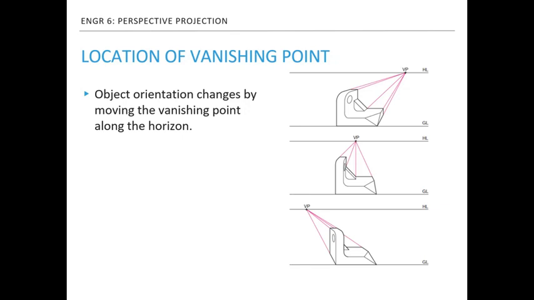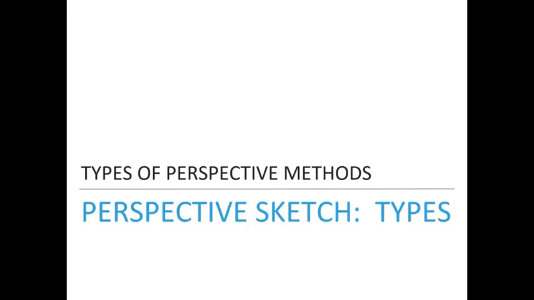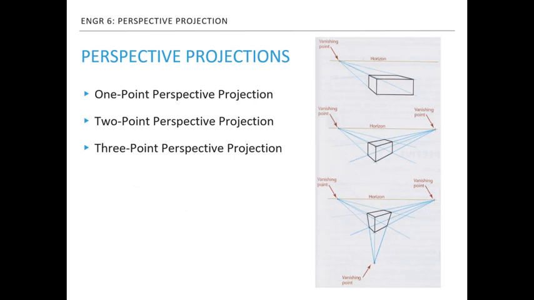There are a few different types of perspective projection methods. Although there may be an infinite number of vanishing points in making perspective sketches, usually the following three types of perspective sketches are frequently made: 1-point, 2-point, and 3-point perspective projection. We'll look at the 1-point and 2-point projections only.